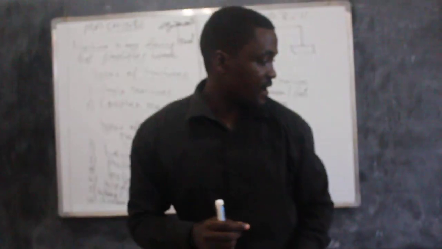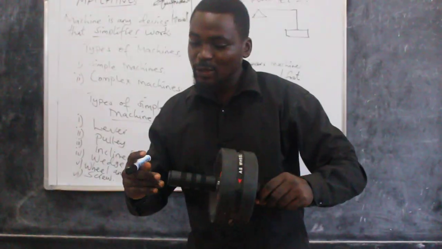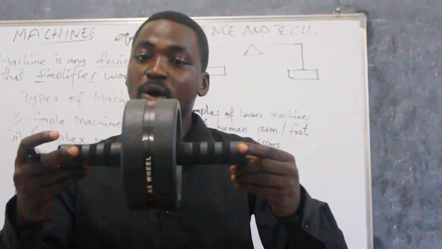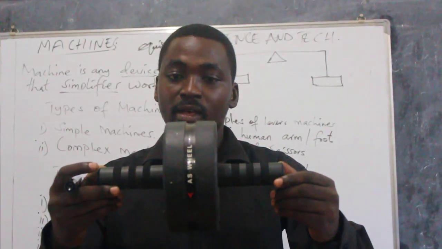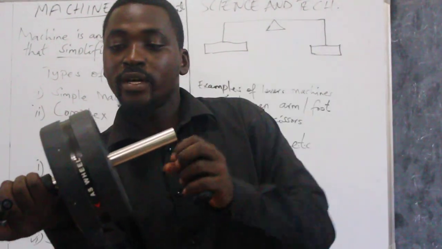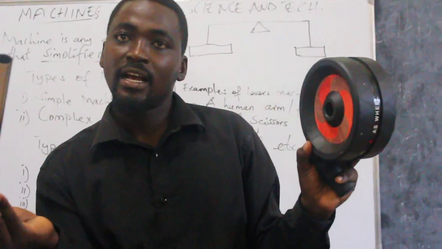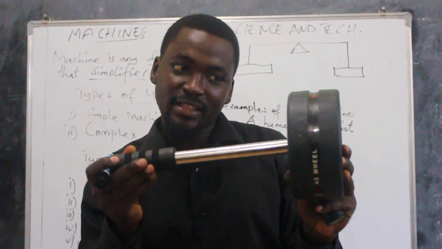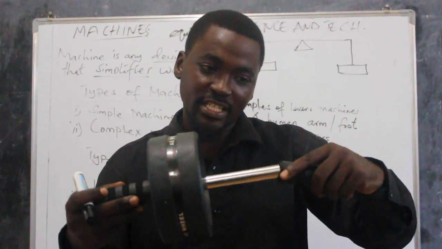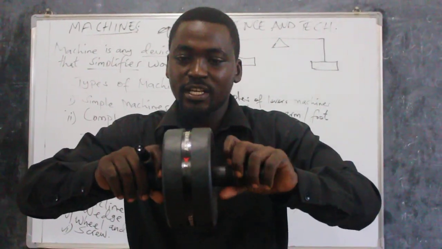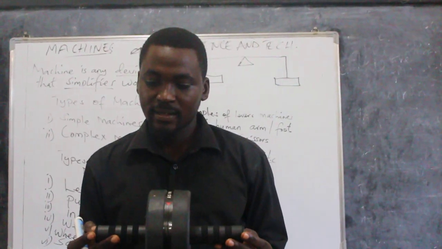Another type of machine that I've brought here is a wheel and axle. This is an example of a wheel and axle. A wheel and axle is the combination of the axle, which passes through the center, and the wheel. If you put them together, it makes a simple machine called a wheel and axle. This is used in doing physical exercise.